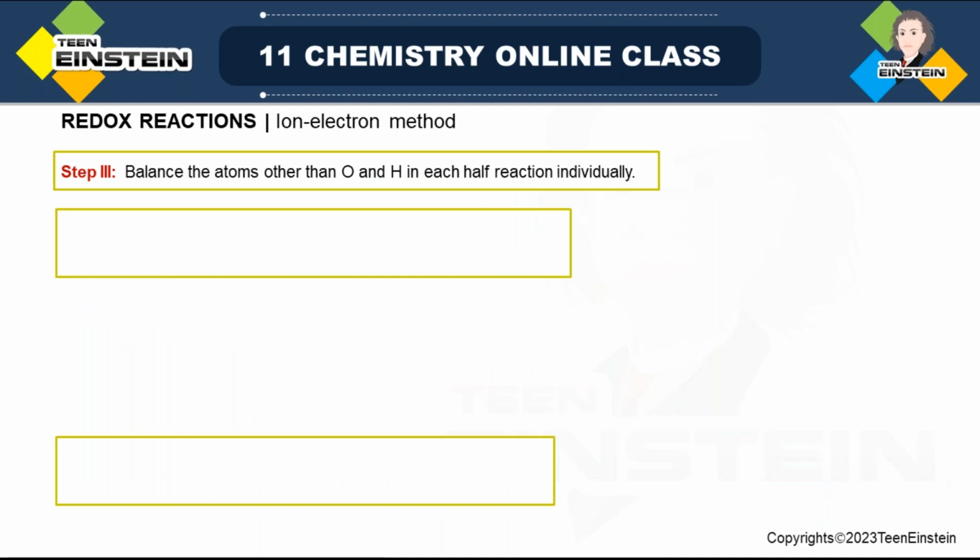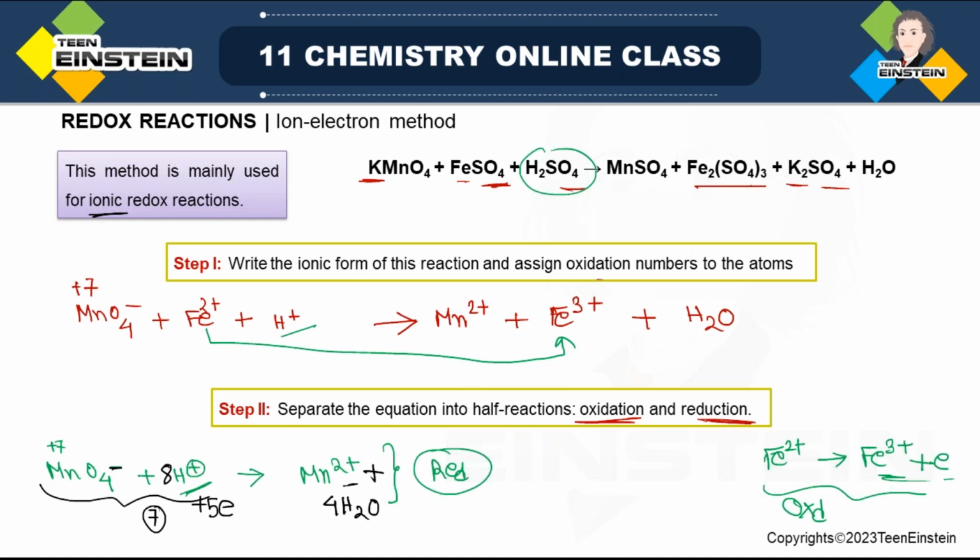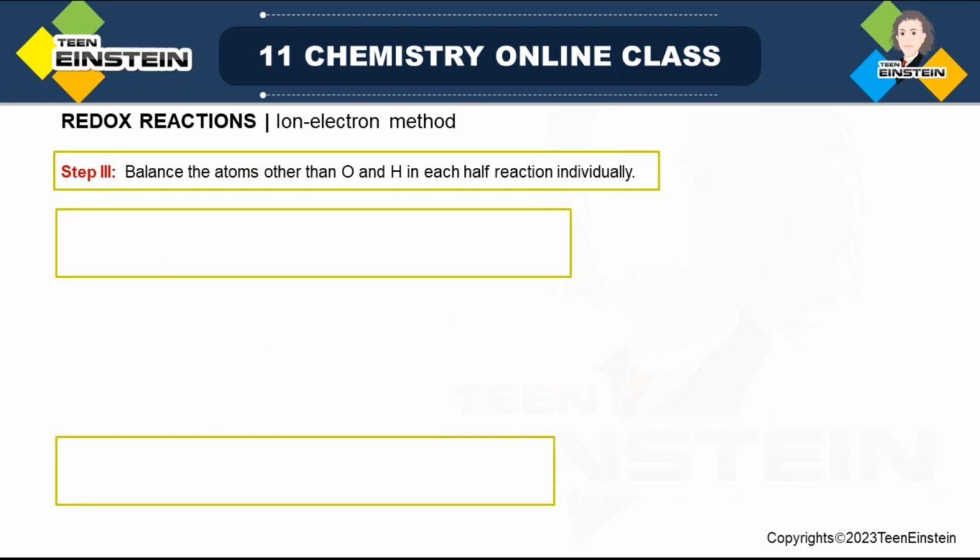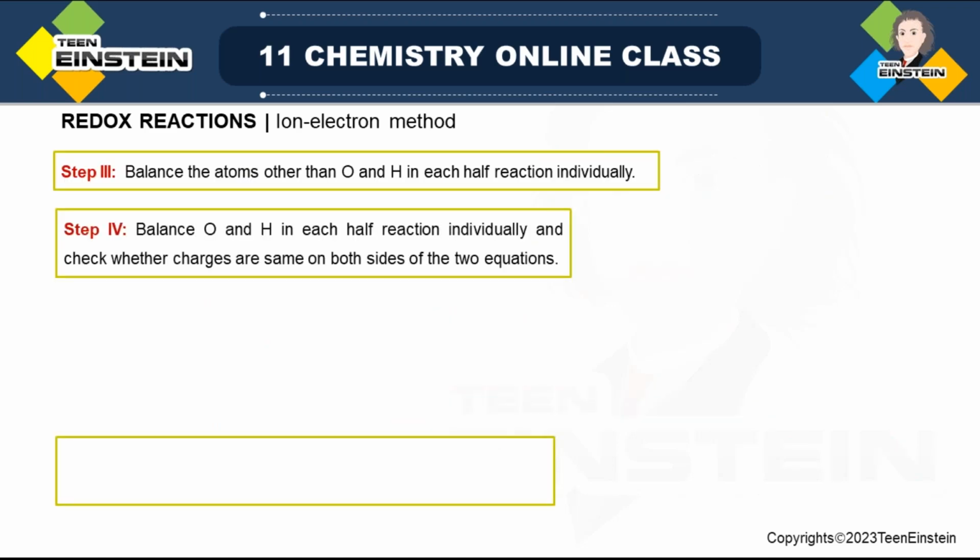Balance the atoms other than oxygen and hydrogen in each half reaction individually, but that is already balanced. Except oxygen and hydrogen, both sides have equal number of Mn, equal number of Fe. Then balance oxygen and hydrogen in each half reaction individually and check whether charges are the same on both sides of the two equations. But we have already done it. So I am writing it again. MnO4- + 8H+ + 5 electrons gives Mn2+ + 4 water molecules.